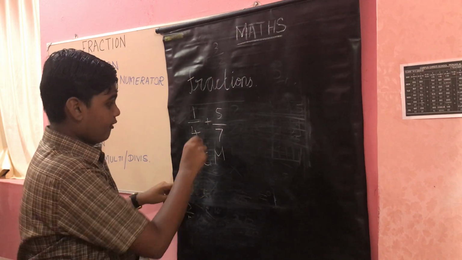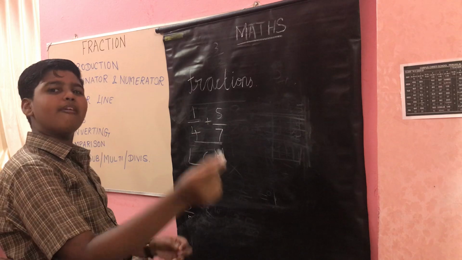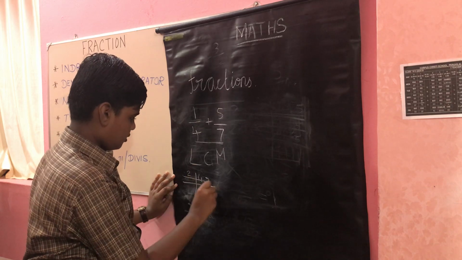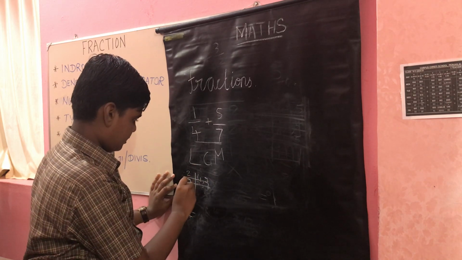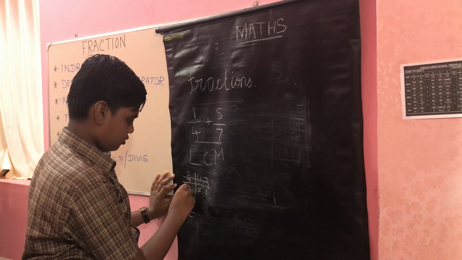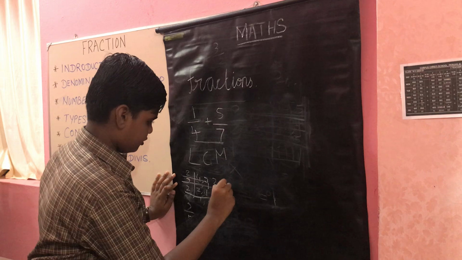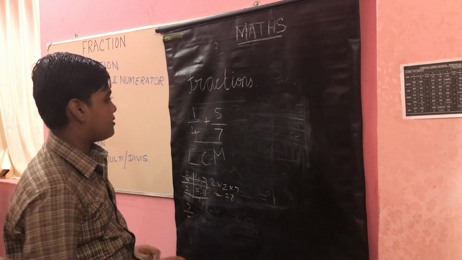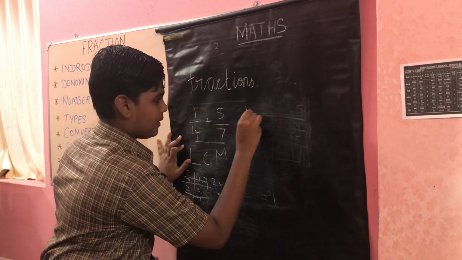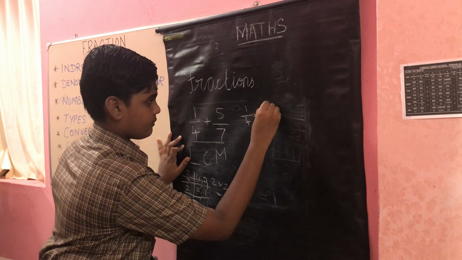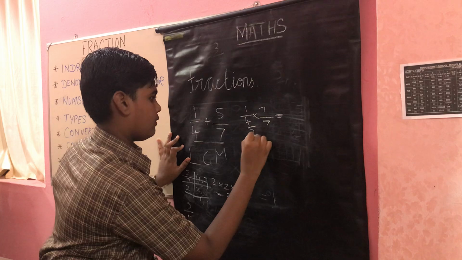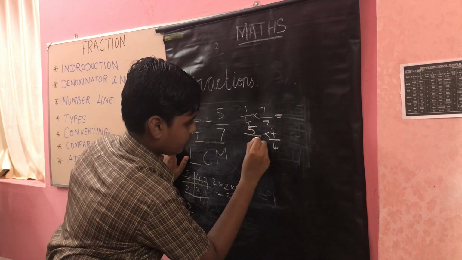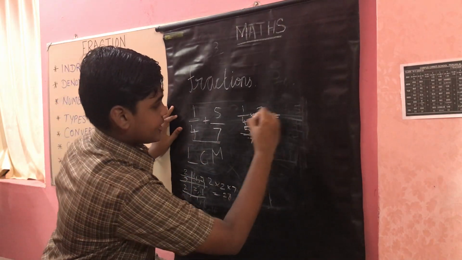LCM. Okay, now find the LCM of both these numbers. Same method we use in comparison. So the LCM of 4, 7. So 2, 7, 7. 2, 1, 2, 1, 1. So 2 into 2 into 7. So 4 into 7 is equal to 28. So 28 is the LCM. Now just convert these into like fractions. The same method I told you. Okay. Now just multiply both.